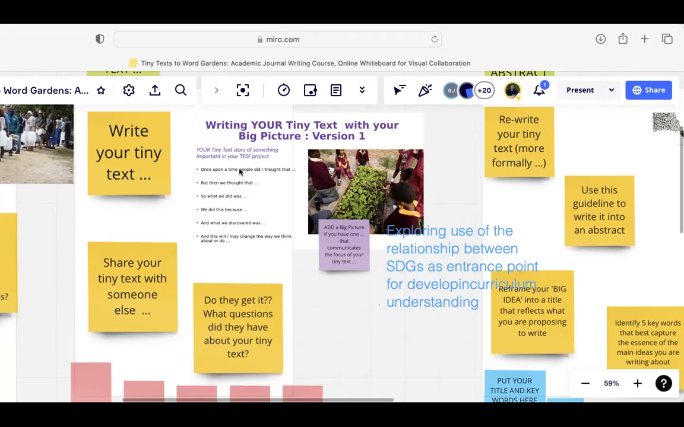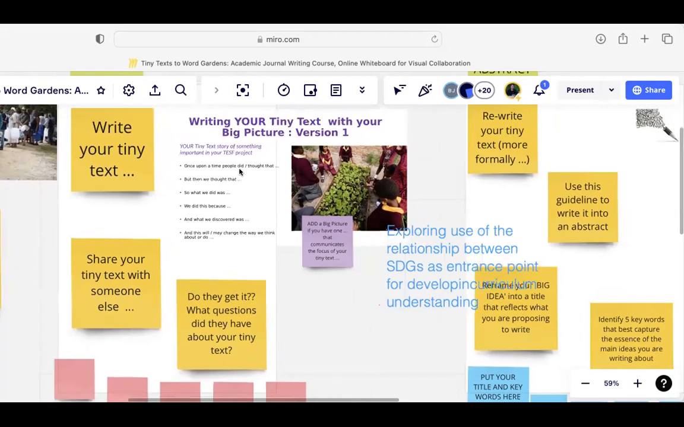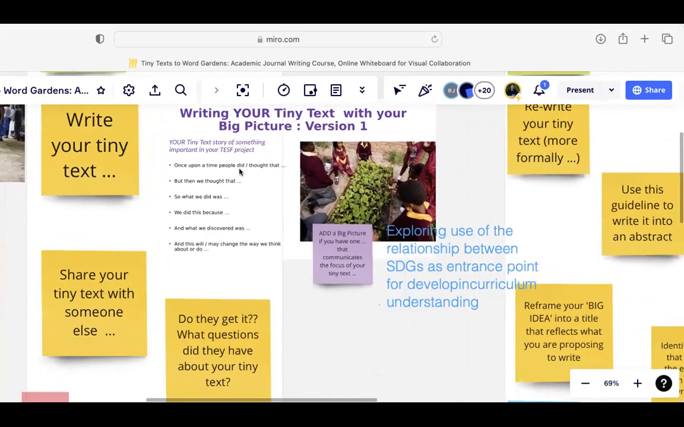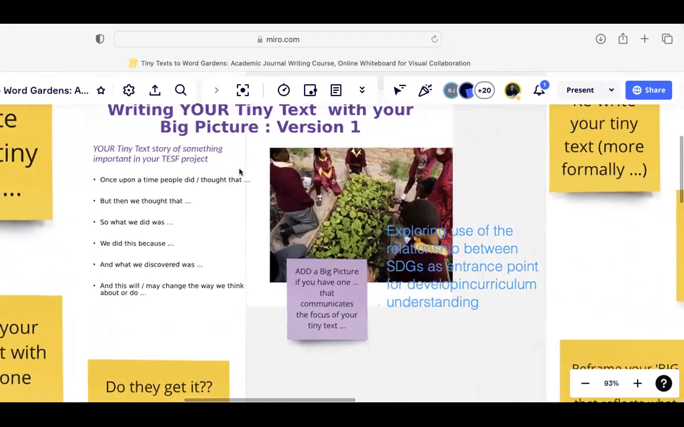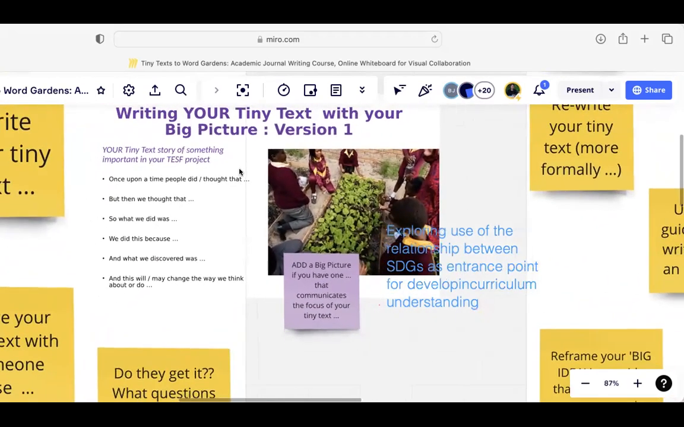Okay, so we're going to move now to writing your tiny text, and it's version 1. In other words, it's the very beginning. We're going to have many versions of our work, because one learns to write by writing. So you write, and then you rewrite, and you get feedback, and you rewrite. And that's fine. It's actually fun. And it actually is very generative in the sense that it helps us all to grow our work from the tiny texts into the word gardens.